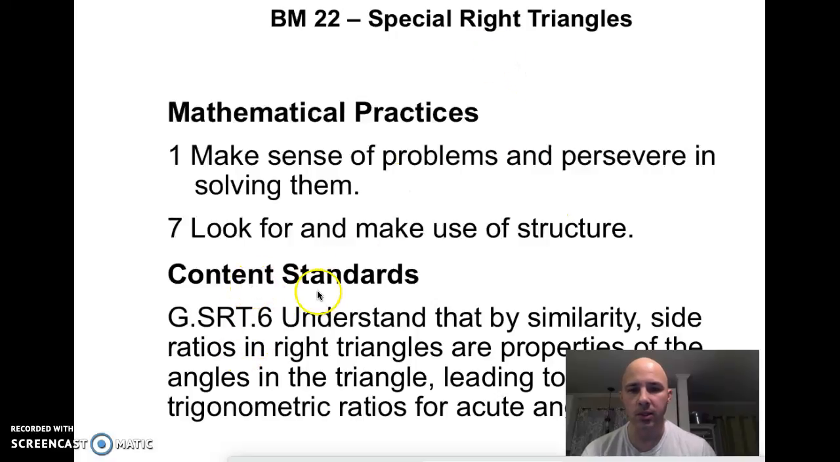And today's content standard is going to be G-SRT.6, and we're going to talk about the definitions of trigonometric ratios for acute angles.